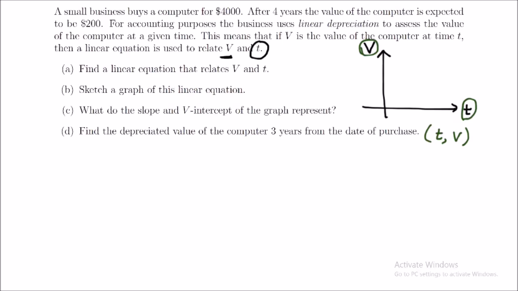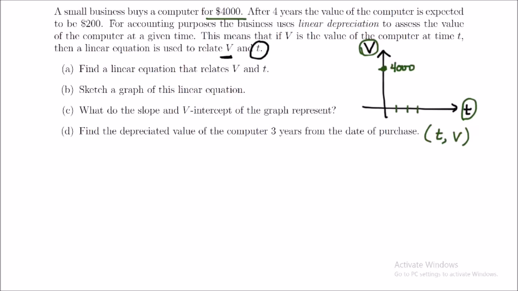We actually have 2 points given to us. If you read from the question, we know that in the beginning of the time, the computer is worth $4,000. So that is when t is equal to 0 and the value of the computer is at 4,000. That right away gives us the first point right here. We also know that after 4 years, the computer is expected to be only worth $200.